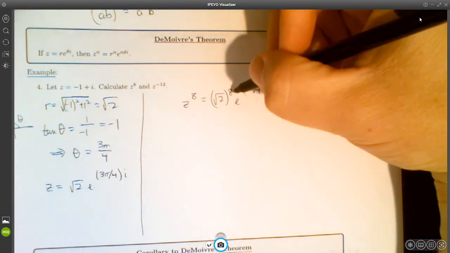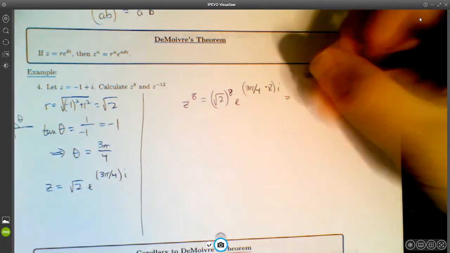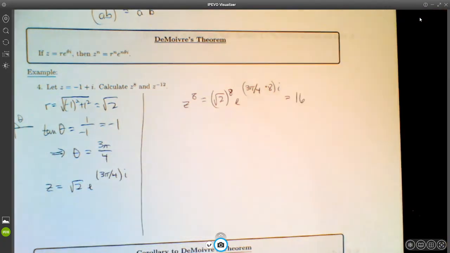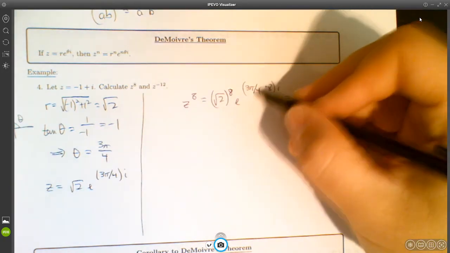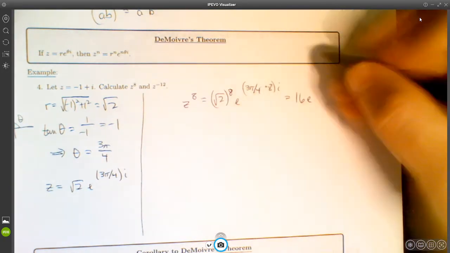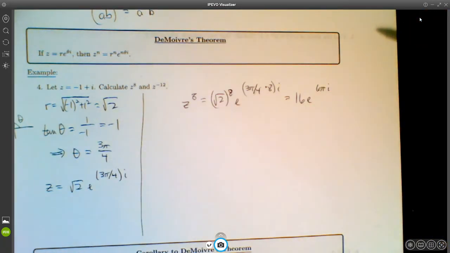Root 2 to the 8th power, well, root 2 squared would just be 2. So you do that 4 times, and then you would get 16, right? So this is 16. E to the 8 will cancel the 4 and leave 2, so it's e to the 6 pi i. Well, that's interesting.